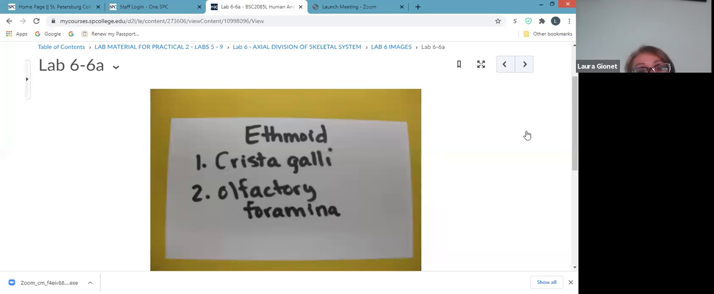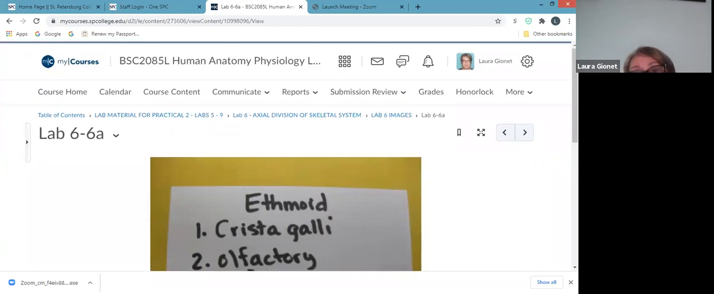Okay, so we have the ethmoid bone, the crista galli, and the olfactory foramen. Don't forget, you need to know functions.